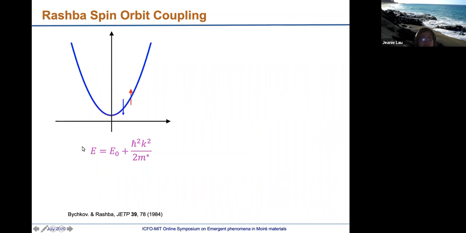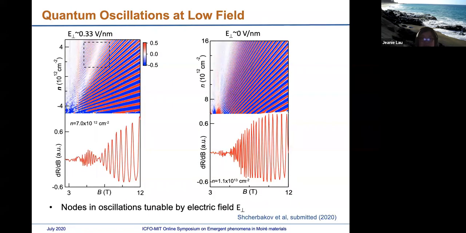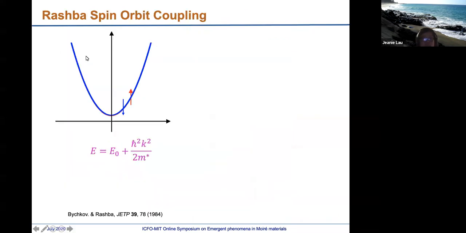So how do we explain this? It turns out that the beating feature tells us we have spin split bands. And the fact that it can be changed by the electric field is a signature of Rashba spin orbit coupling. So, a brief introduction to Rashba spin orbit coupling. What is that? Here we're starting with just a normal band, energy as a function of momentum, and it's spin degenerate. It's your run-of-the-mill garden variety parabolic band with effective mass m star.